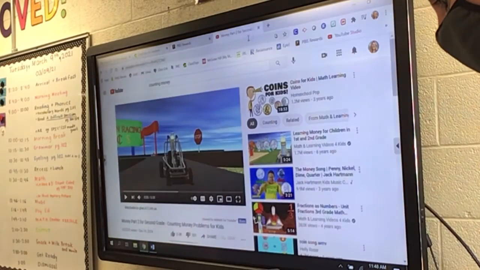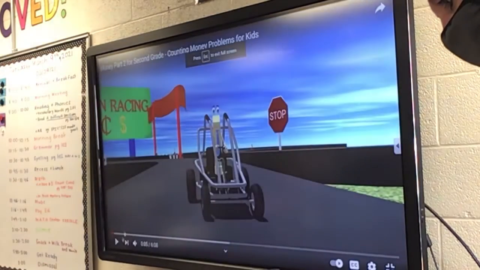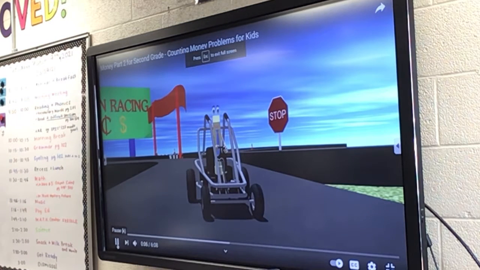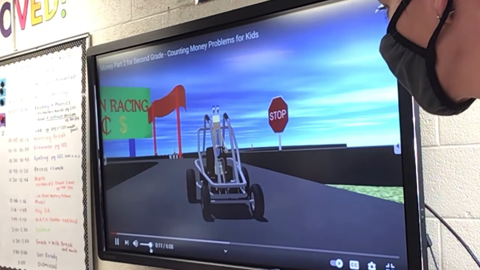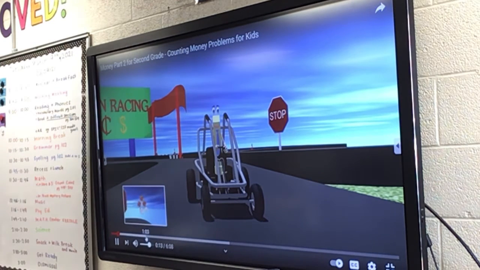And this one is actually going to work on counting the money. Your help is needed to get this go-kart through this racetrack. To get past checkpoints along the way, we will need to solve some problems using our knowledge of coins. Let's go over to the starting line and get ready.